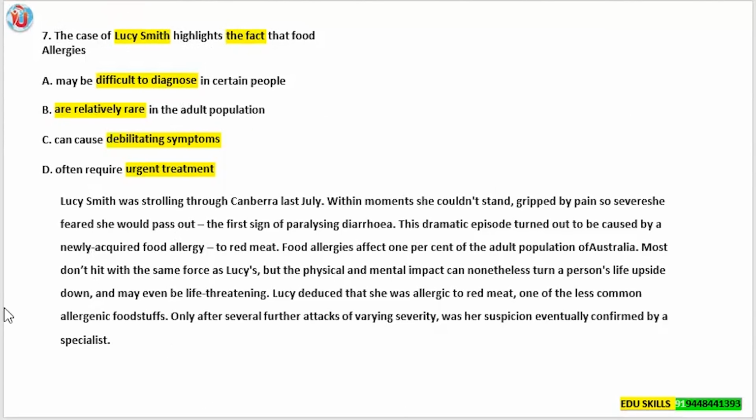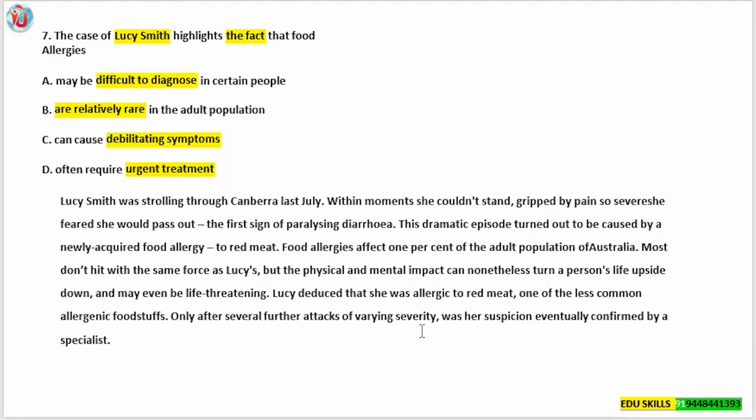Text is, Lucy Smith was strolling through Canberra last July. Within moments, she couldn't stand. Gripped by pain so severe, she feared she would pass out, the first sign of paralyzing diarrhea. This dramatic episode turned out to be caused by a newly acquired food allergy to red meat. Food allergies affect 1% of the adult population of Australia. Most don't hit with the same force as Lucy's, but the physical and mental impact can nonetheless turn a person's life upside down and may even be life-threatening.